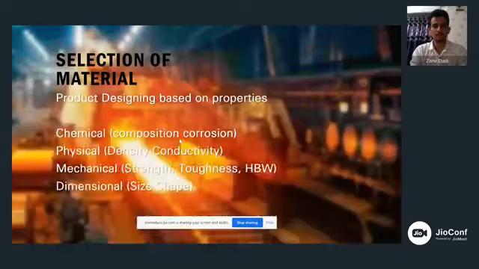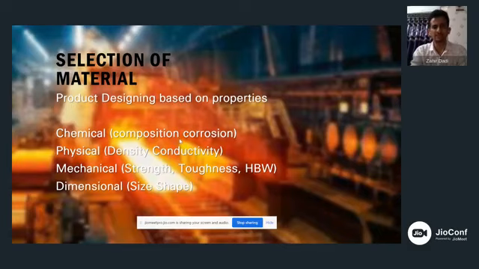So, how do we select this material? Basically it depends upon properties. There are many types of properties: chemical properties, physical properties, mechanical and dimensional properties. Other than this, there are electrical properties and thermal properties. Depending upon the application, we study these properties on the particular metal. Then we apply some basic tests on that, and finally we cast the product.